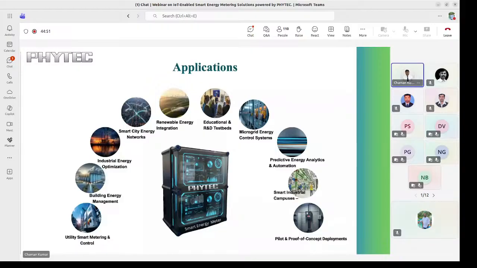So this is the basic architecture of the cellular, where we don't have any local area network. So through the meter only we will have the 4G module. So through the wide area network over the internet, you will send the data to the head-end system.